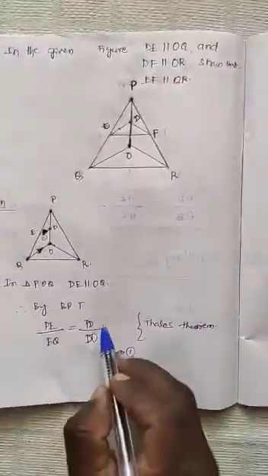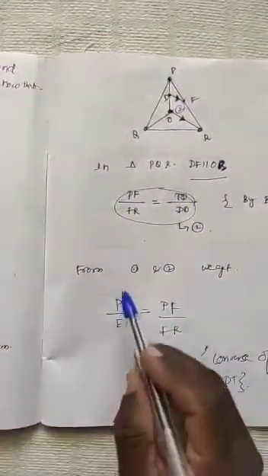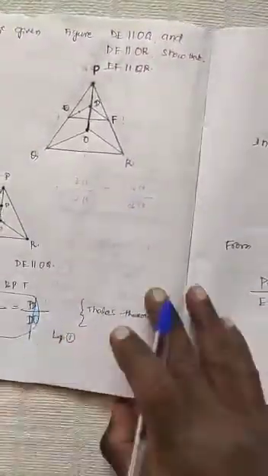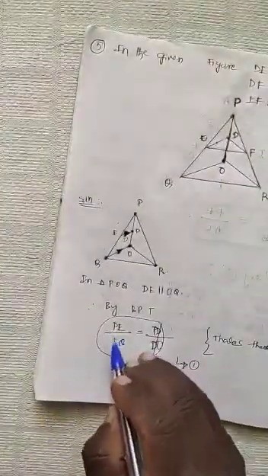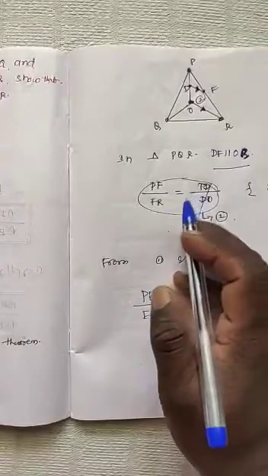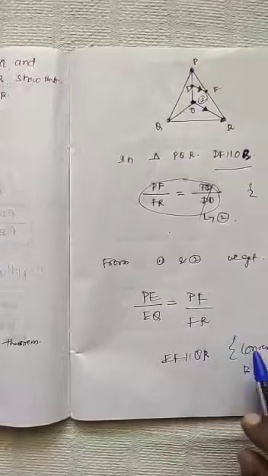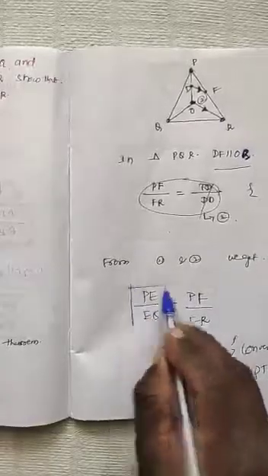So by comparing equation 1 and equation 2, we see that PD by DO and PD by DO get cancelled, right? Then remaining on the LHS, we have PE by EQ in the first equation, and in the second equation we have PF by FR, right? So on comparing equations 1 and 2, we get PE by EQ is equal to PF by FR, right?